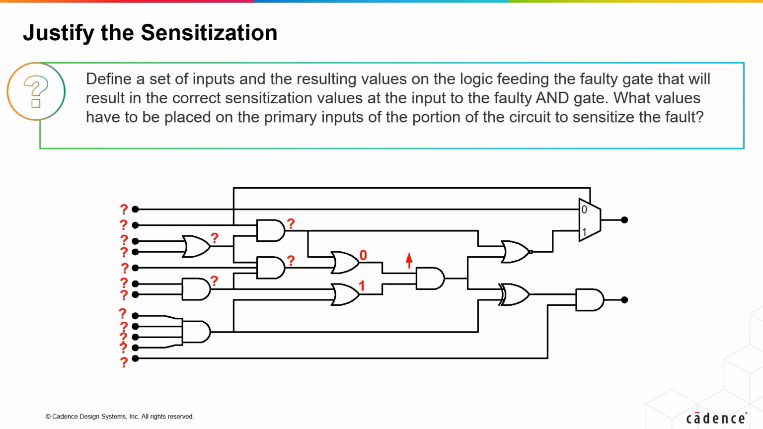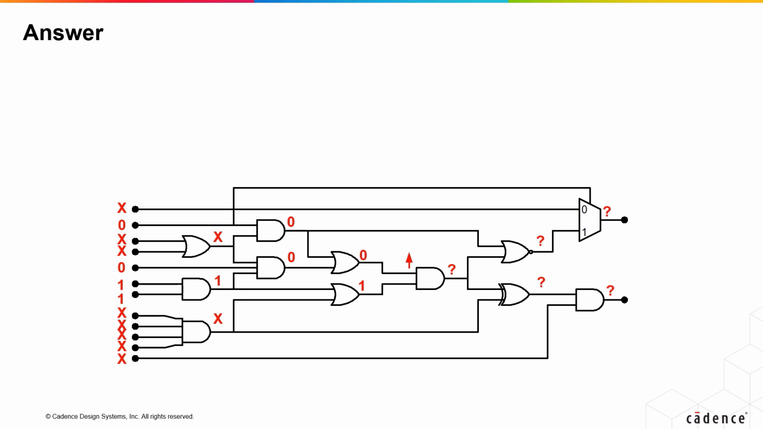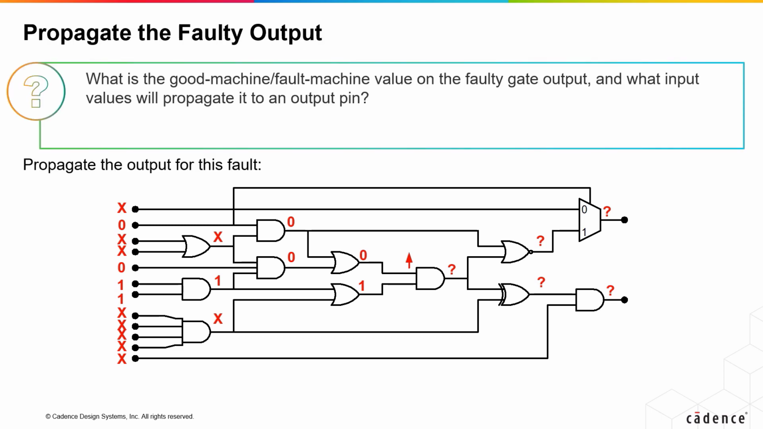Now, define a set of inputs and the resulting values on the logic feeding the faulty gate that will result in the correct sensitization values at the input to the faulty AND gate. There is more than one correct answer here. This is one of the combinations.